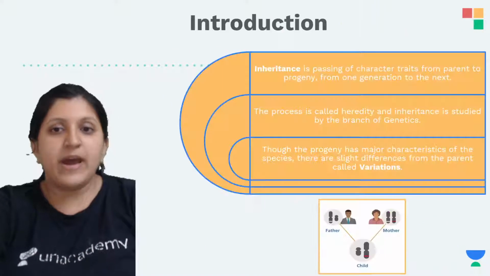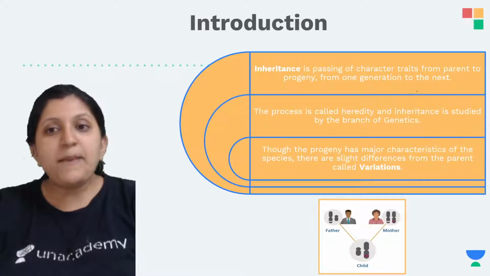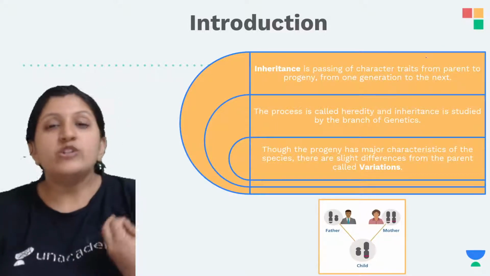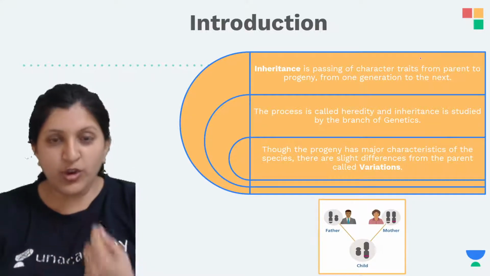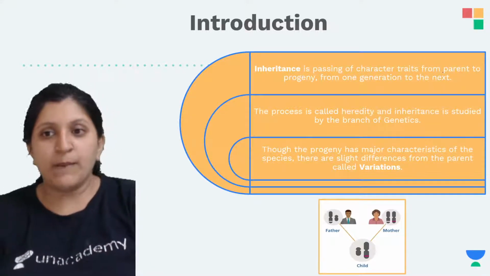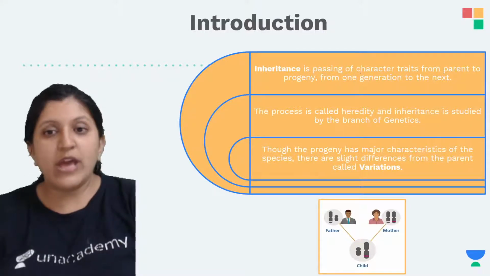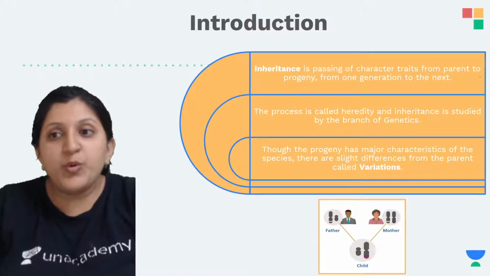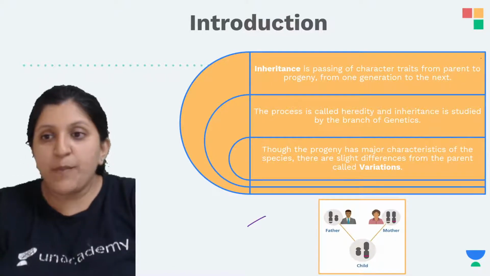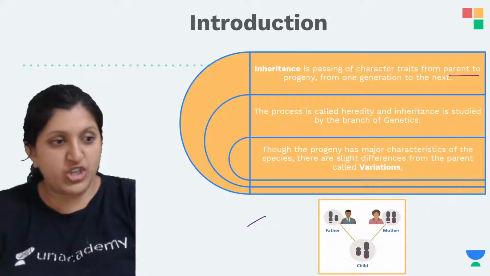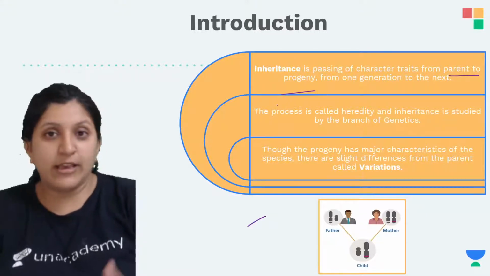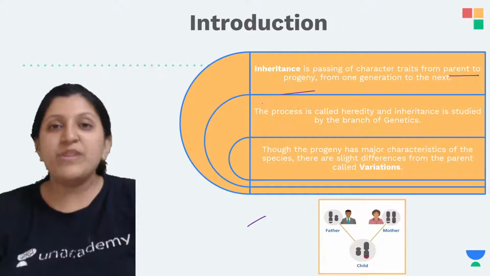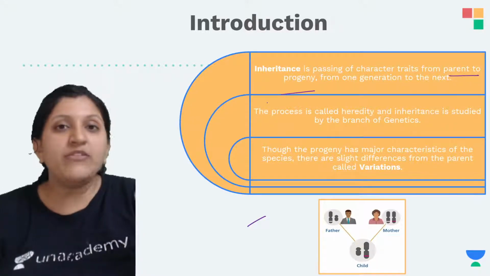So let's see this part. Inheritance is basically the passing of characters. What character is being passed? Any physical appearance, or any appearance that we are talking about, that is a phenotype. Inheritance is the passing of characters from parent to progeny. Who is getting the features? The features are obtained from the mother, and the features are obtained from the father.